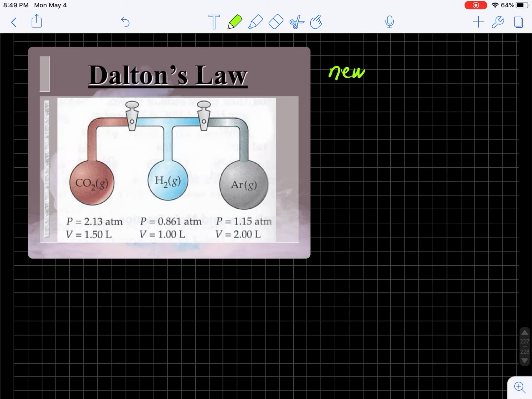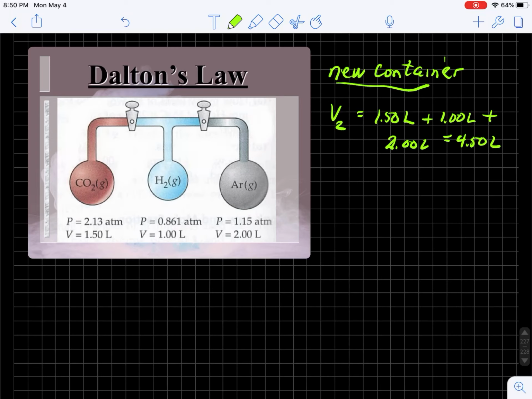All right, so first of all, we know that our new container size is going to be the addition of all these together. So we're going to have, let's call this V2, our new volume, is going to be the 1.5 liters from the first container, the red container, to the light blue. And then we're also going to add the gray container, which is 2.00 liters. So we get 4.50 liters.